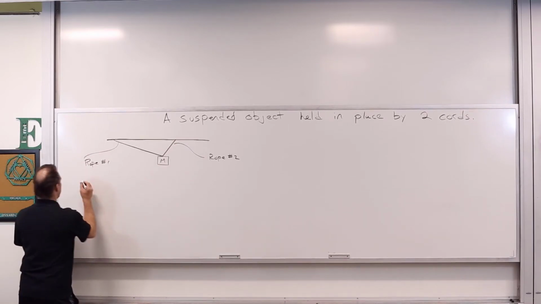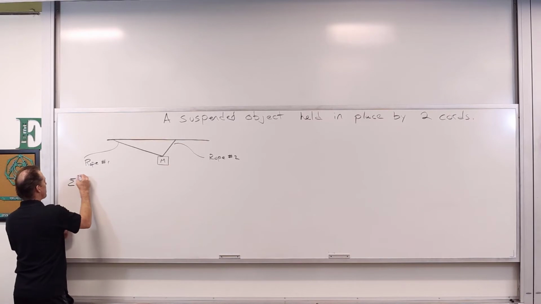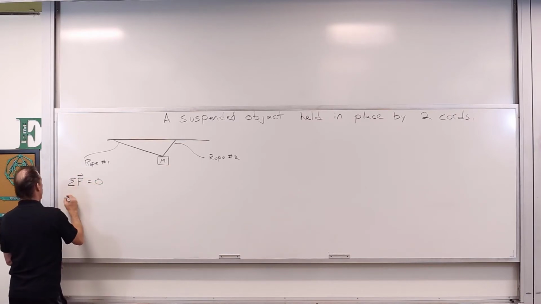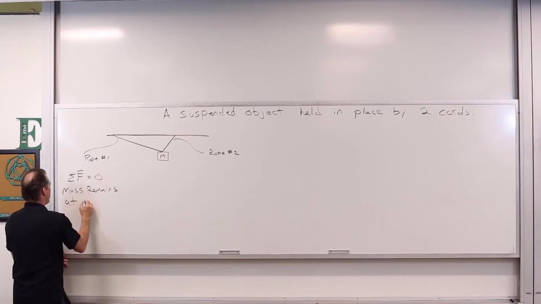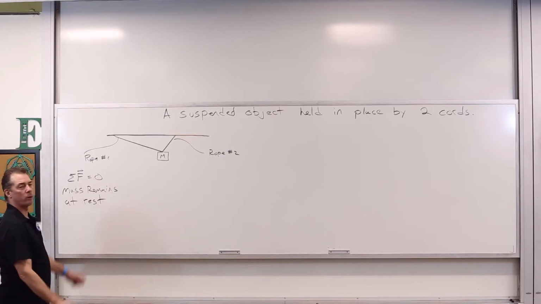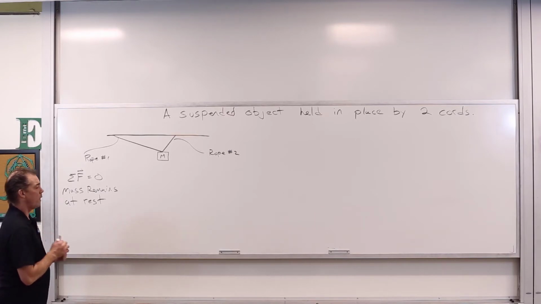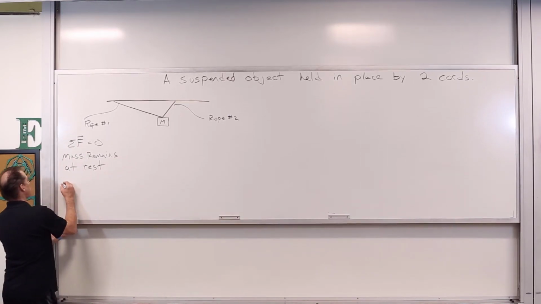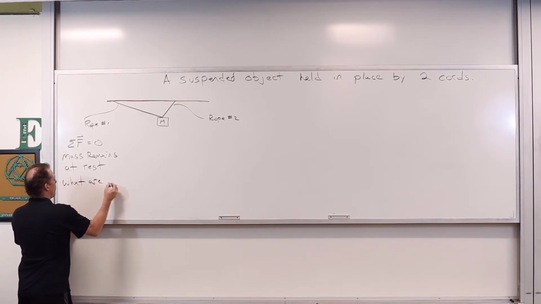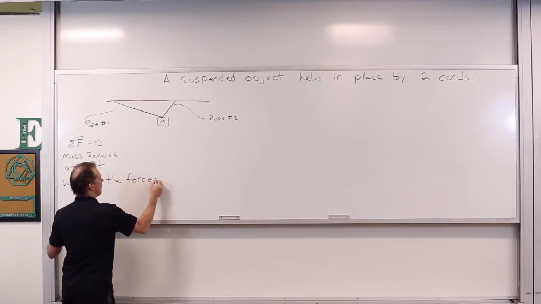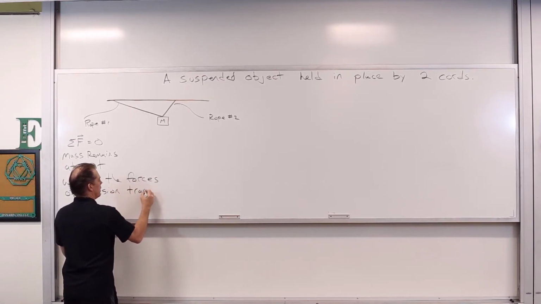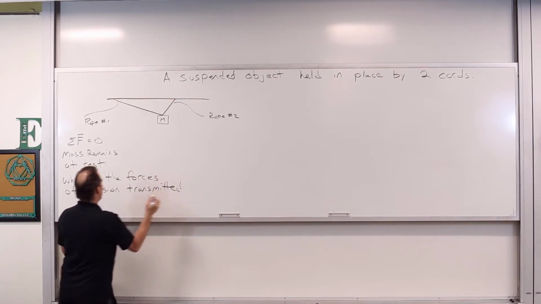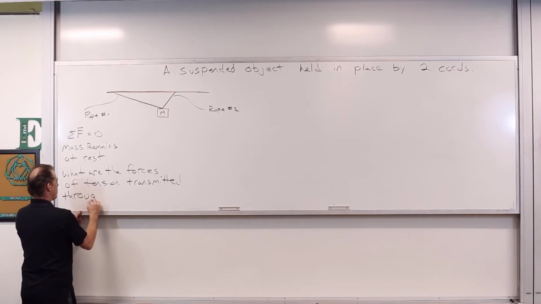And we have that the net force on this mass has to be equal to 0. Mass remains at rest. So no acceleration, no change in motion. There we go. Net force on it has to be equal to 0. So the question is then, what are the forces of tension transmitted from each rope?